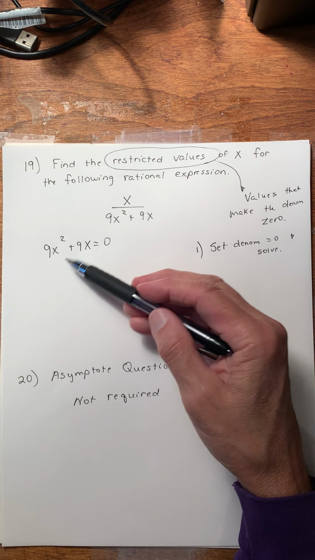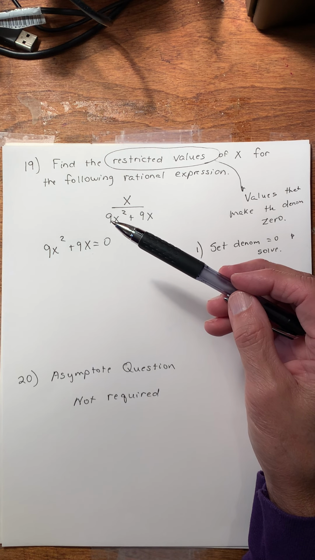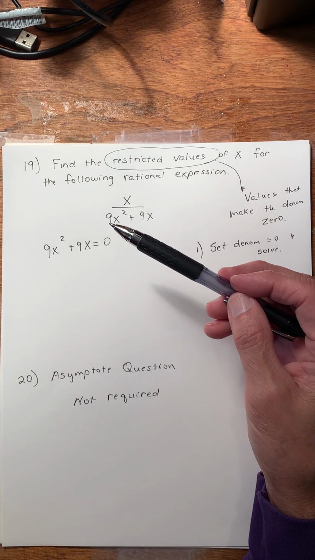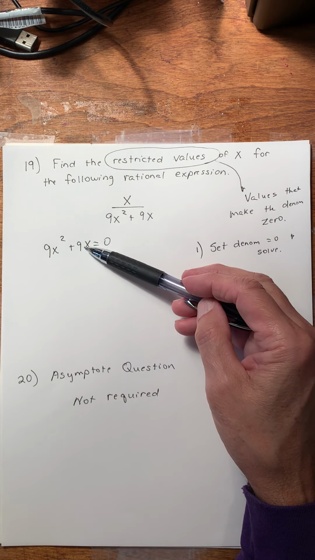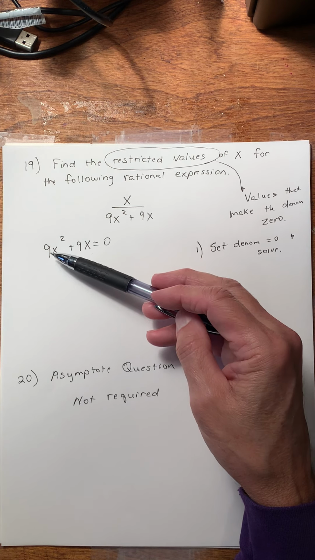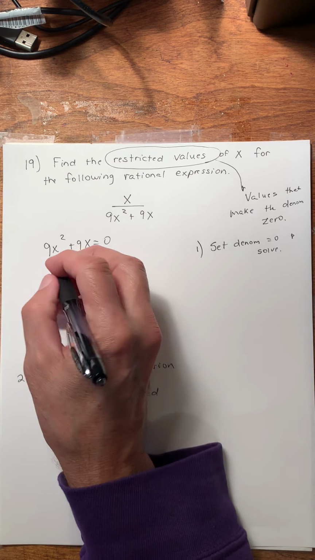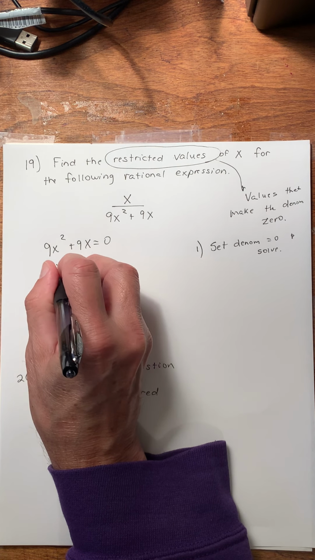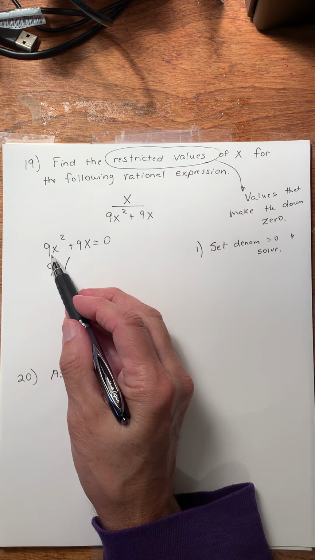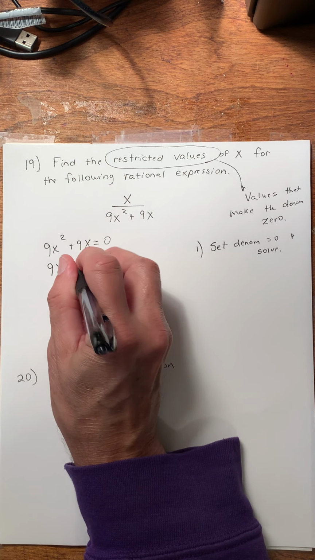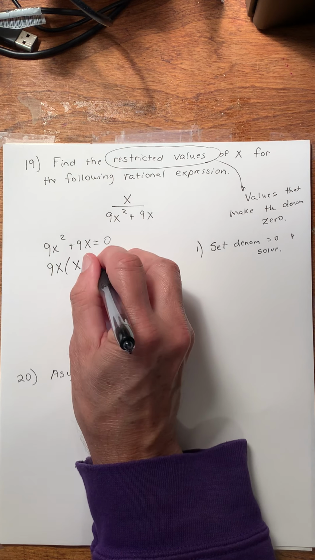Hey, that's a polynomial. I need to factor the guy, right? First thing I always look for in factoring a polynomial is a common factor. What do these two guys have in common? If you said 9, you're partially correct. If you said x, you're partially correct. What do they have in common? 9x. Take out as much as you can. 9x times what gives me 9x squared? x. Plus, 9x times what gives me 9x? 1.